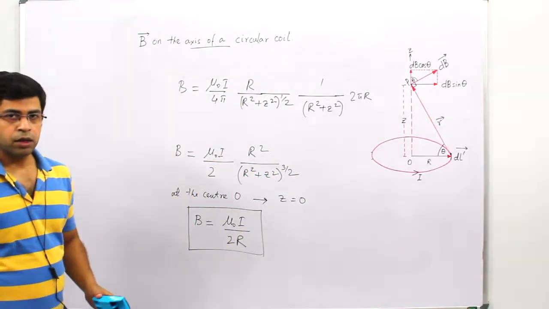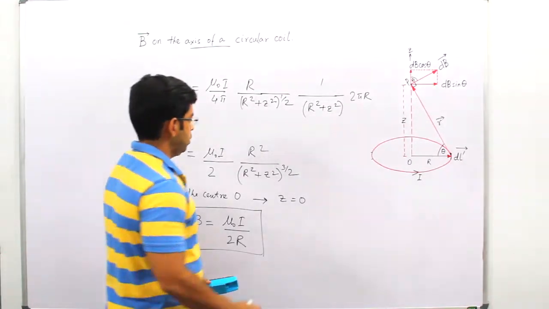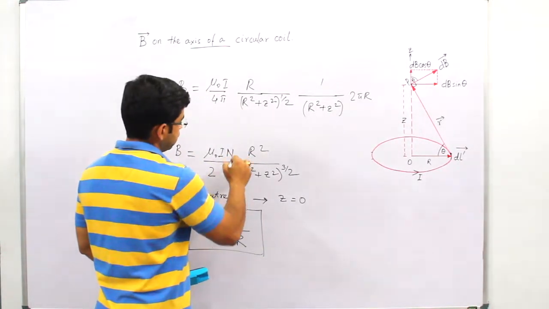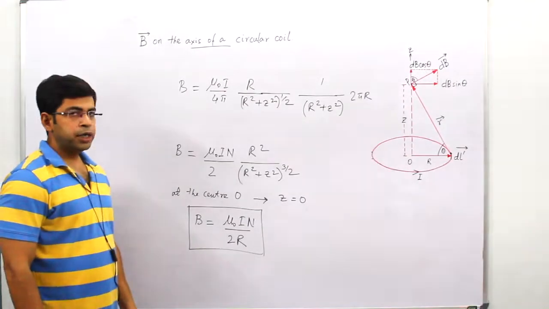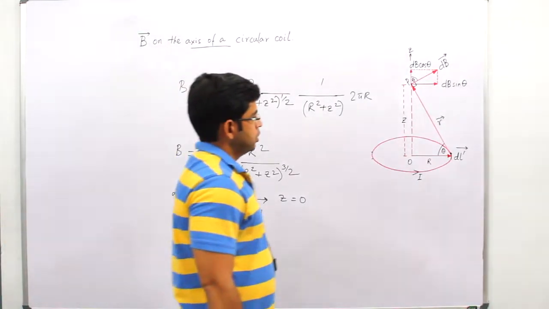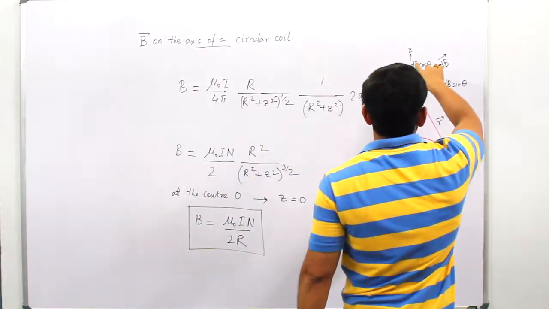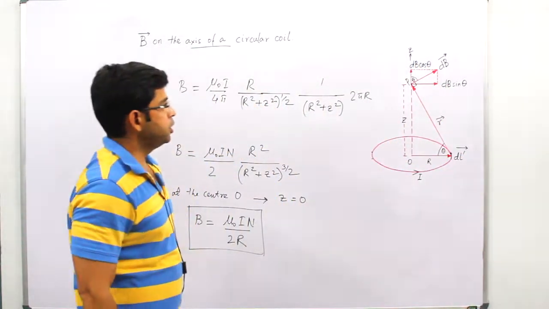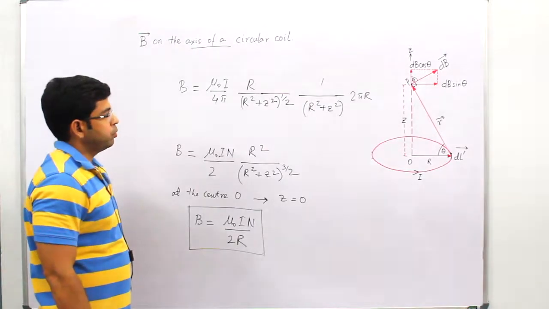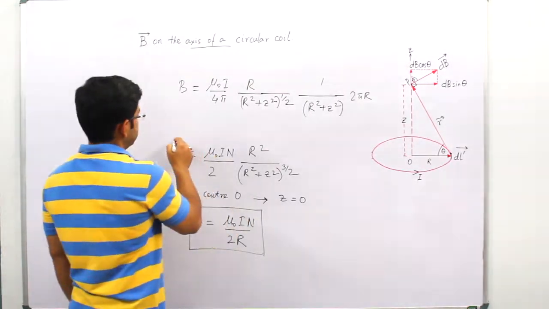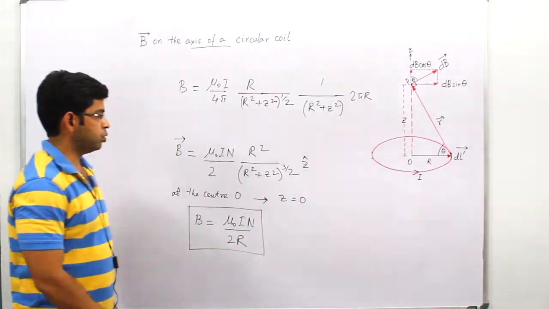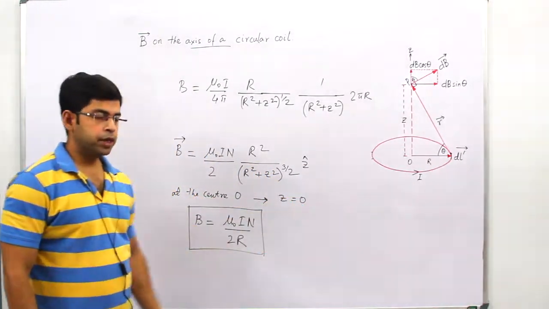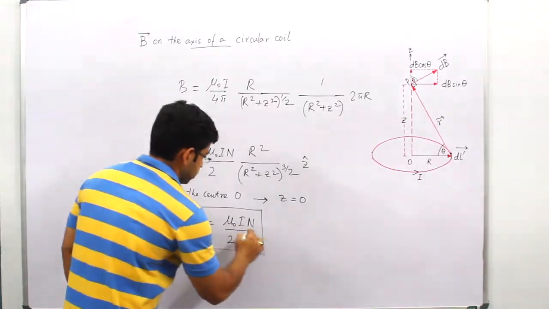Now if there are n turns in the coil, then you just simply multiply this current by n. Now regarding the direction of the field B, you see here, since we are integrating only the component parallel to the Z axis, the net direction of the field B will be along the Z direction. So just include a unit vector along the Z. Similarly here also.